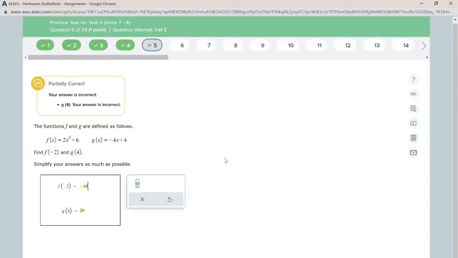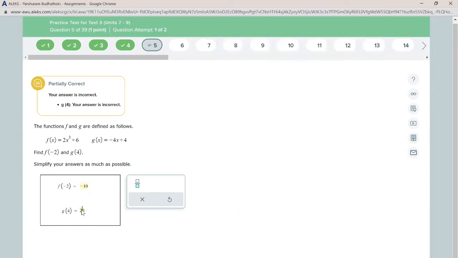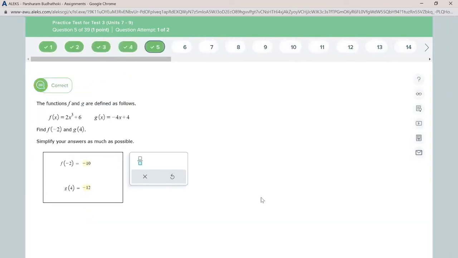What happened? Did I do something wrong? 4 times 4 is negative. Okay, I did something wrong here. I missed the negative sign. Do you see that negative sign here in front of this? I missed that negative sign. So 4 times -4 is -16 plus 4 is -12 actually. So you have to go here and fix it: -12. If you are taking a test, you will not be able to fix it later, so you have to double check your answer.